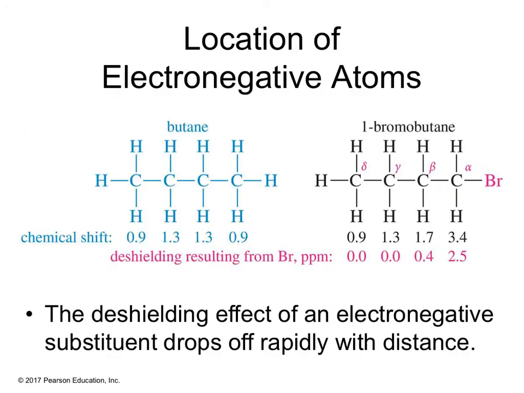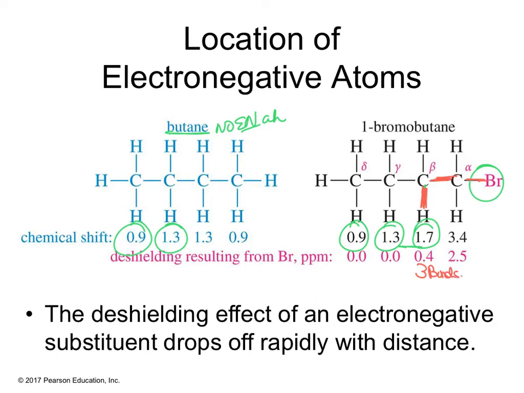So here, in butane, essentially the carbons are connected to carbons. There's no electronegative atom. So they're all at 0.9, 1.1, 1.3, okay? Here you have the bromine here, so you can see this is 0.9, 1.1. Now you see a little bit of shift here because this is feeling a little bit of the deshielding from the bromine. It's 3 bonds away, 1, 2, 3. 3 bonds is about as far as you can go. Here, this is 2 bonds, so it really feels it at 3.4.